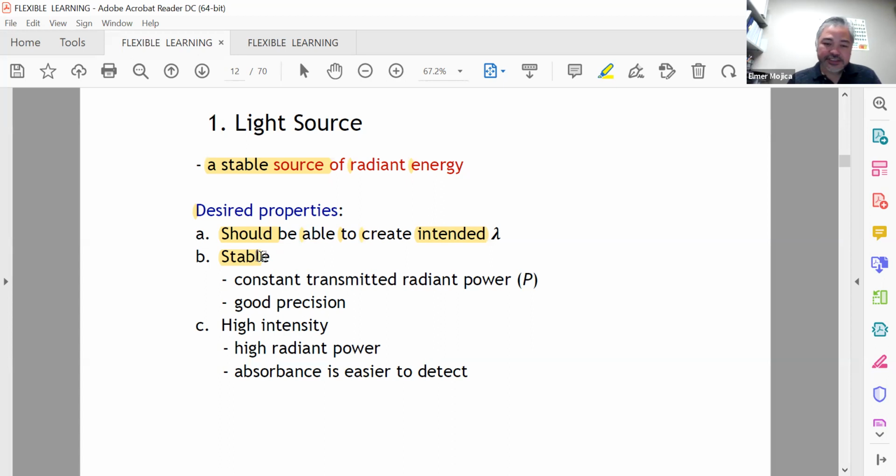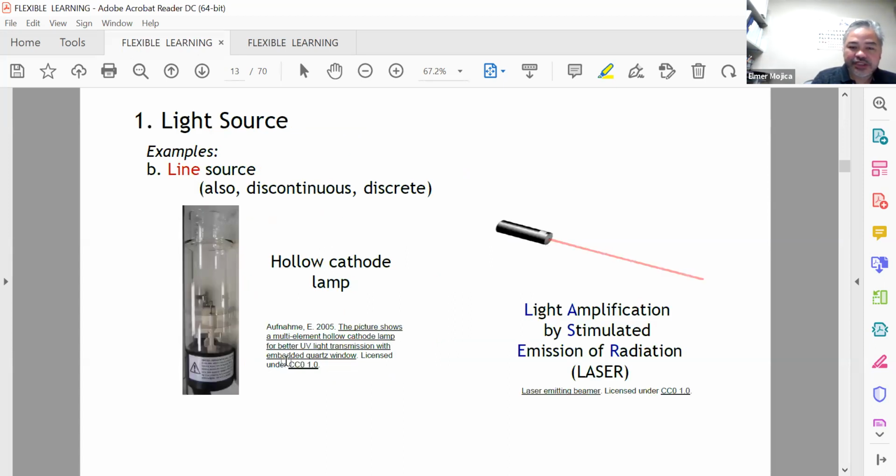And in addition to that, it must be highly intense, or have high intensity. It has high radiant power, which allows absorbance to be easily detected. One common example of the light source that we usually use in most spectrophotometers is the so-called hollow cathode lamp.